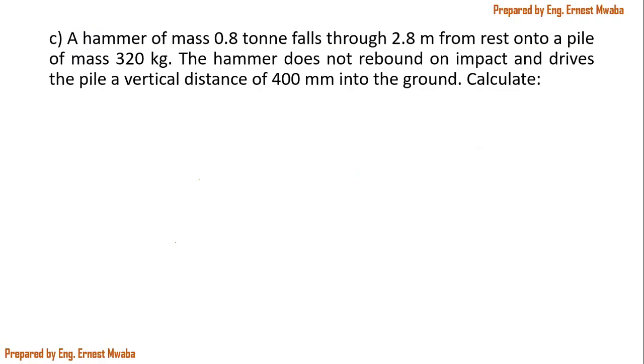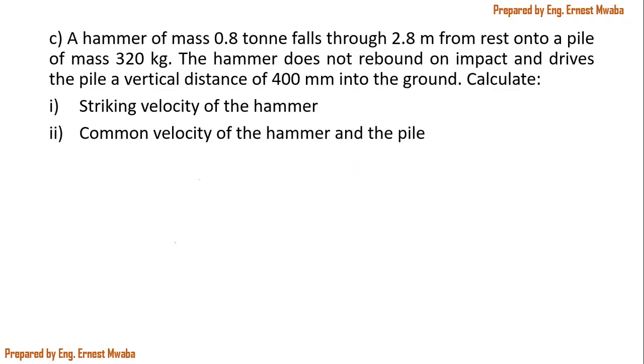With that principle in mind, we have this question. A hammer of mass 0.8 tons falls through a height of 2.8 meters from rest onto a pile of mass 320 kg. The hammer does not rebound on impact and drives the pile a vertical distance of 100 millimeters into the ground. Calculate the striking velocity of the hammer, the common velocity of the hammer and the pile, and the average resisting force of the ground.